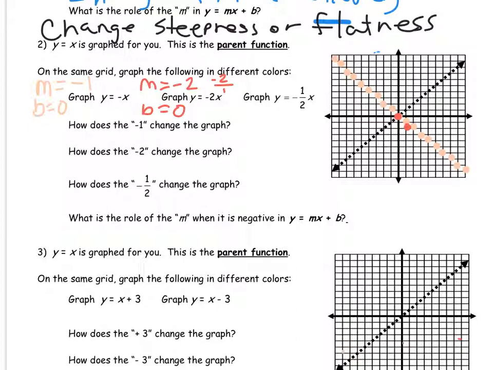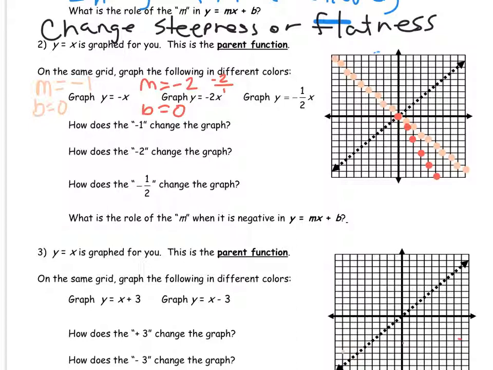Down 2, over to the right 1, put a dot. Notice that we always run to the right. The only thing that changes is if we go up first or down first. With a negative, we always go down first. So down 2 over 1 dot, down 2 over 1 dot, down 2 over 1 dot.